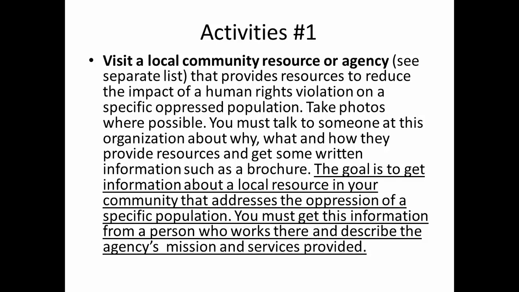Visit an agency that provides resources to reduce the impact of a human rights violation on a specific oppressed population. Take photos where possible. You must talk to someone at this organization about why, what, and how they provide resources and get some written information such as a brochure. The goal is to get information about a local resource in your community that addresses the oppression of a specific population. You must get this information from a person who works there and describe the agency's mission and services provided.